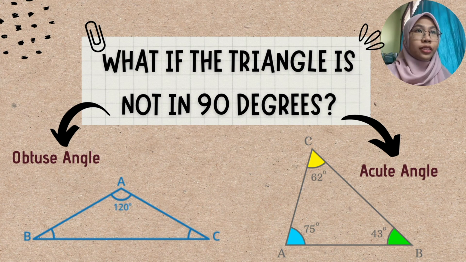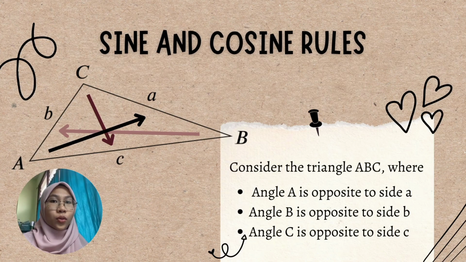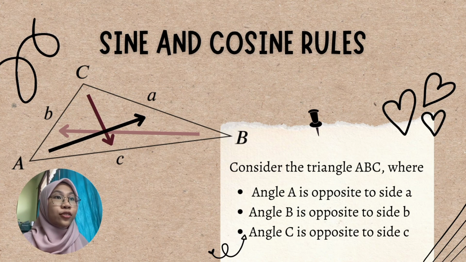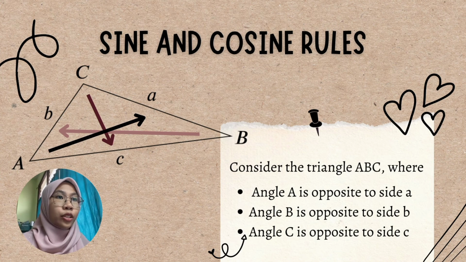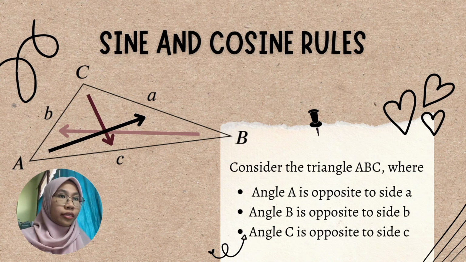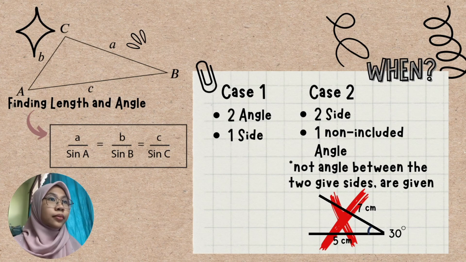But what if the triangle is not 90 degrees, for example, an obtuse angle or acute angle? The solution is we need to use the sine and cosine rules. Consider the triangle ABC where angle A is opposite to side a, angle B is opposite to side b, and angle C is opposite to side c.